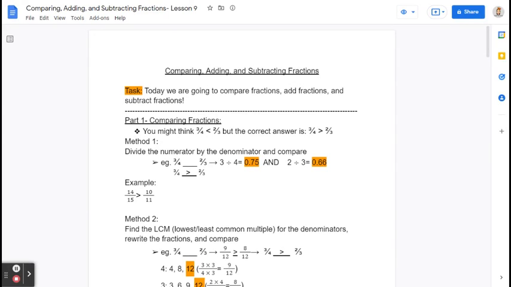Hello everyone, welcome to lesson 9 in math. It's comparing, adding, and subtracting fractions. And this is going to be part 2 of the fractions unit.